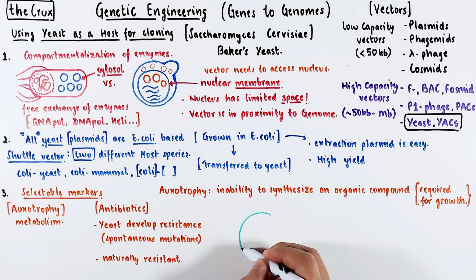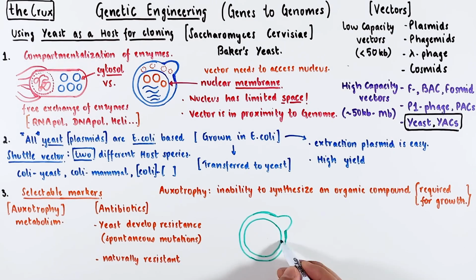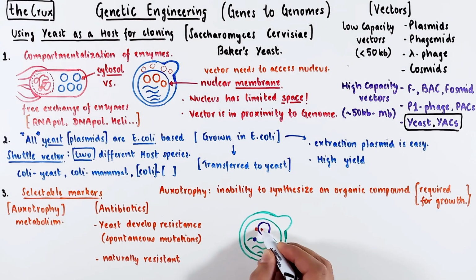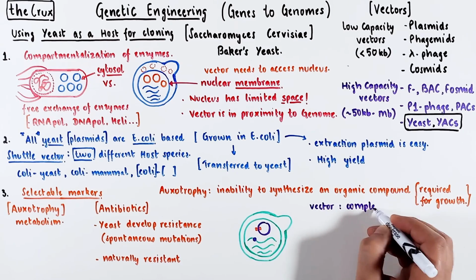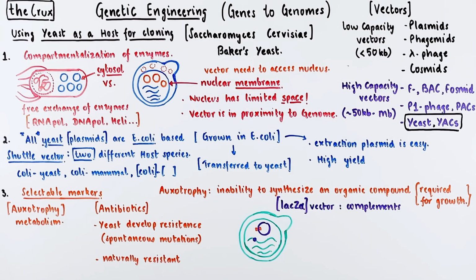The idea is pretty simple. The host yeast typically carries a mutation in a gene that is required for metabolism of a specific compound. But you can overcome the mutation if you put a vector containing the auxotrophy marker. So the vector complements the mutation in the host. This idea is similar to the LacZ alpha used in blue-white screening.